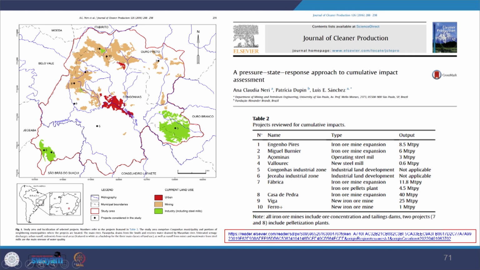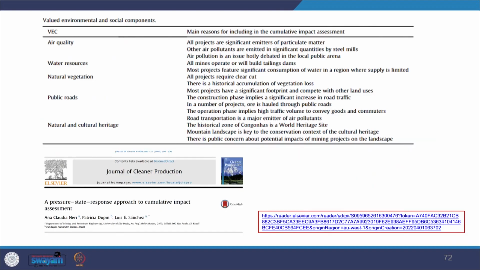So you can see 0.5, 0.9, 0.8, 0.1, 0.7, 0.10, 0.2. You see how many projects they have considered within this study area. This is how one example indicates how the range of projects is taken. And you see they identified the valued environmental and social components here, looking at air quality, water resource, natural vegetation, public roads, natural and cultural heritage, and why they have taken them up.